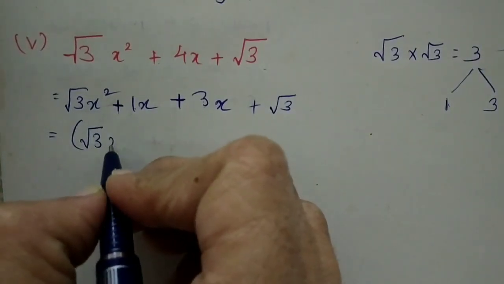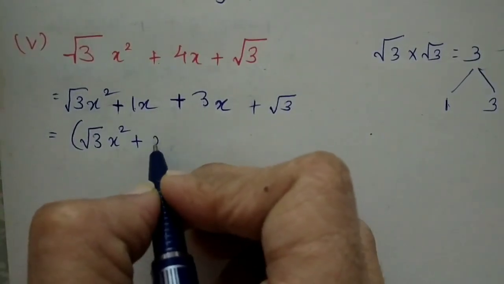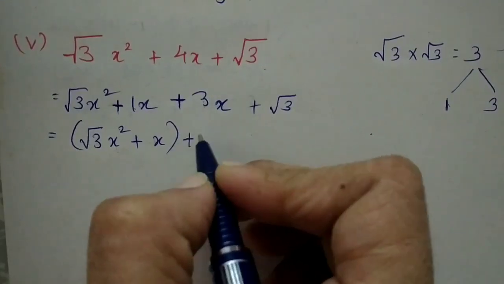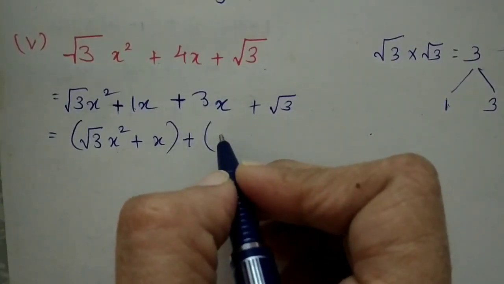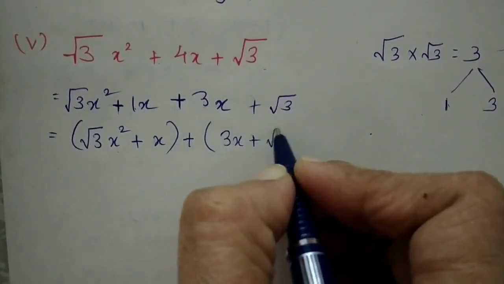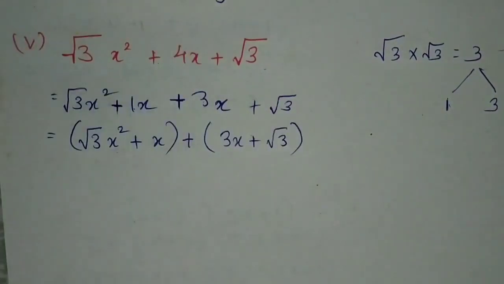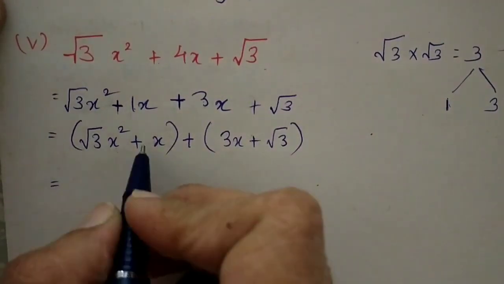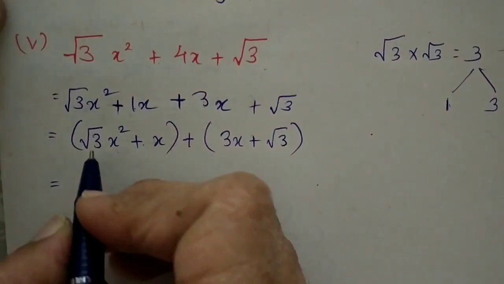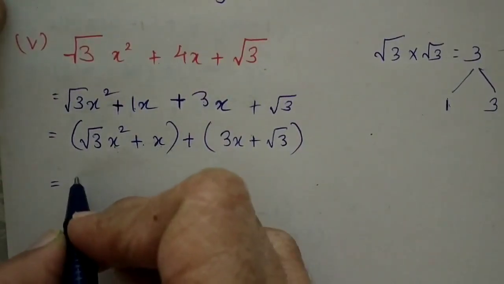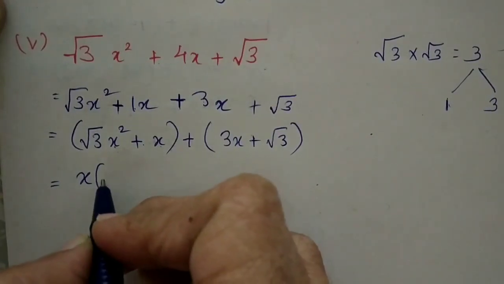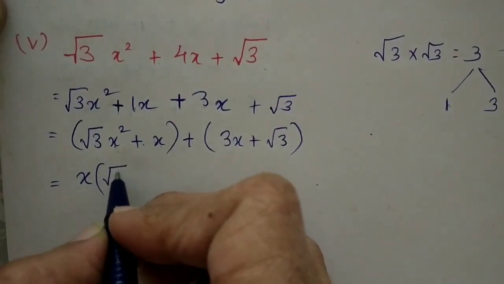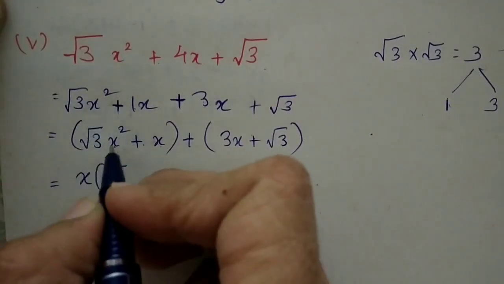Root 3x square plus x, and in the other group plus, since we have plus sign, the sign in the bracket will not change, 3x plus root 3. This is our other bracket. Now, do we have anything common in the first bracket? Is there any number which is common? Root 3 and 1? Nothing. So there is no number common. Out of x square and x, you can take x outside. So inside the bracket, what will remain? Out of this entire term, x went outside.